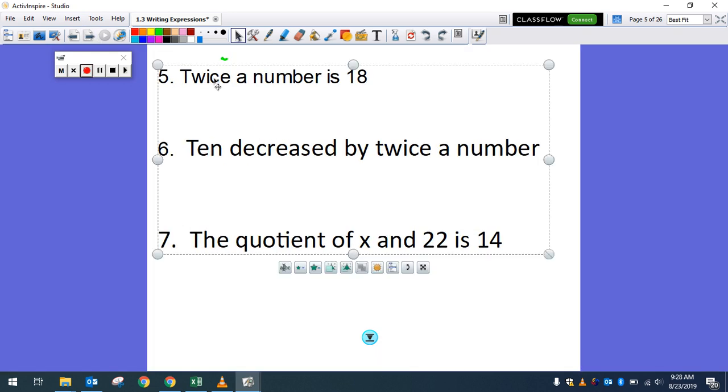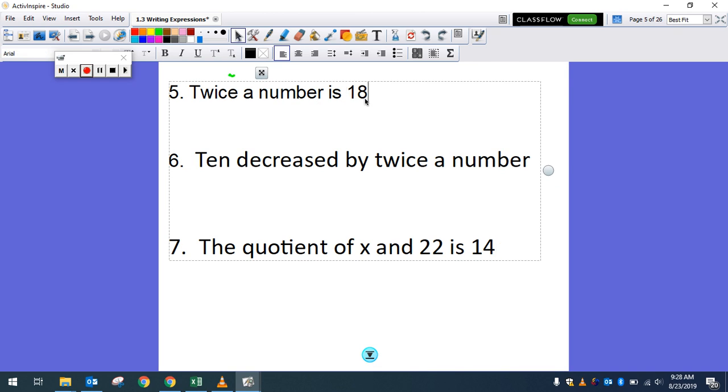Twice a number is 18. Let's go through this one. Twice a number, twice means times 2. So I'm going to put 2x, twice a number, 2 times x. Is means equals, and 18. Let's do this one. 10 decreased by means to subtract. Twice a number. Twice a number means 2 times, and then a number means you use the letter x.